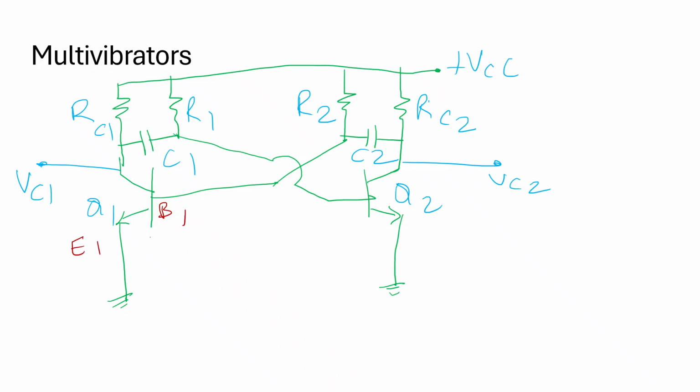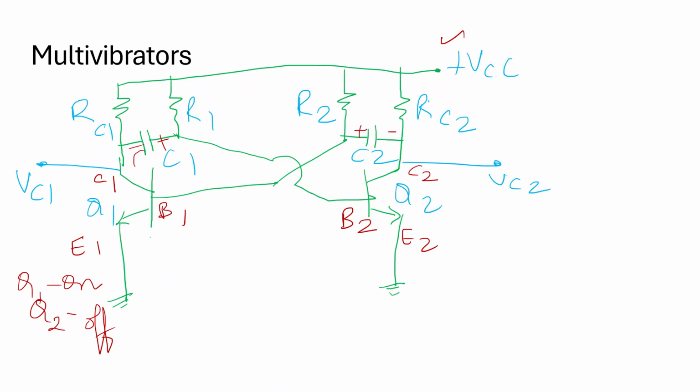Base 1, emitter 1, collector 1. This is collector 2, emitter 2, and base 2. Initially, Q1 is on and Q2 is off. When plus VCC is given, the capacitor C1, which was already charged, starts to discharge, and the capacitor C2 starts to charge.